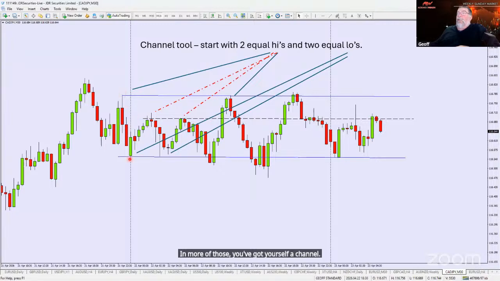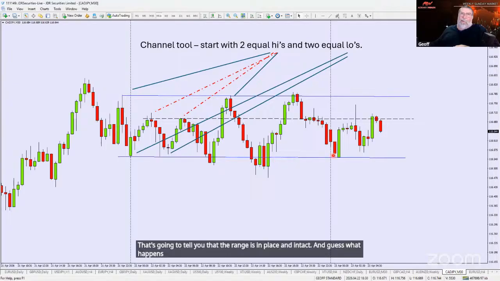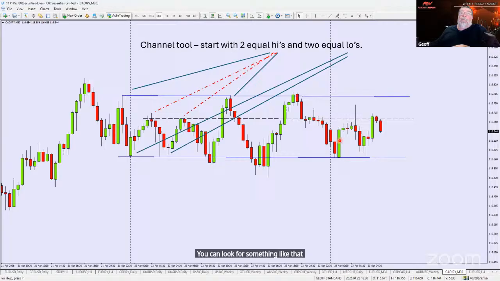Just start with two equal highs or two equal lows. Not that hard. That's going to tell you that the range is in place and intact. And guess what happens? Once you've found a range, you can look for something like that. Bullish engulfing bar. Then you've got a higher low.